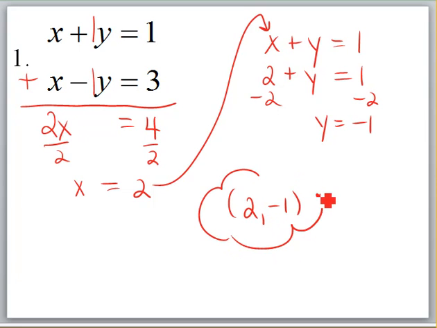Again, we can check our solution. So I'll do a check in blue. If I plug in 2 for my x and I plug in negative 1 for my y, I have 2 plus negative 1, which is 1. And then here I'll have 2 minus negative 1, which is 3. And I'm done.